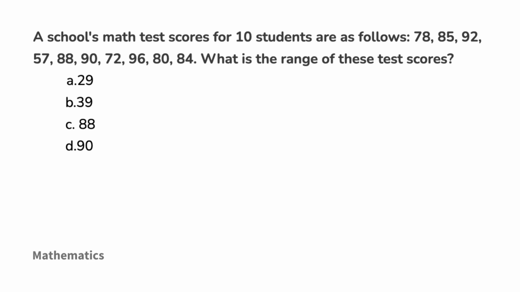A school's math test scores for 10 students are as follows: 78, 85, 92, 57, 88, 90, 72, 96, 80, and 84. What is the range of these test scores? This is a useful statistical measurement problem that shows the difference between the highest and lowest scores. Try it out, come back when you have your response, or just when you want the answer.